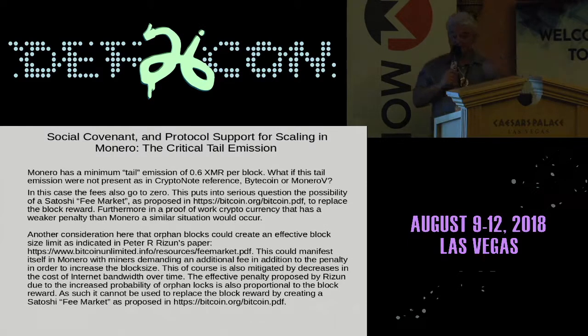Because basically there's no penalty, so you just increase the block size ad infinitum, and you get no money for fees. So the coin becomes insecure. Same thing with Bytecoin. Bytecoin right now is below Monero's tail emission in fees. So this is really a problem. The concept of a fee market that was proposed by Satoshi is in fact put into serious question in this case. I'm going to cover another example here, and this is the issue of orphan blocks and Peter Rizun's paper.